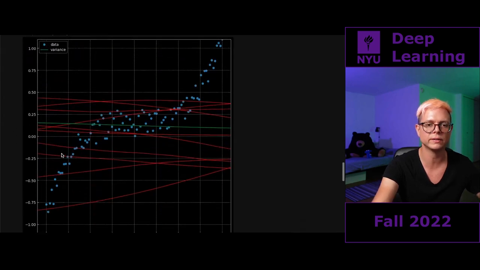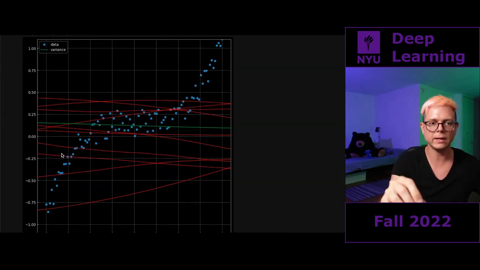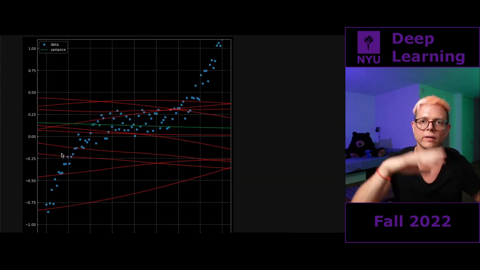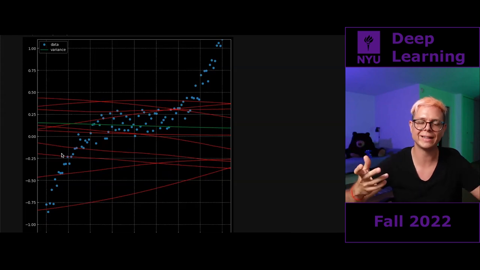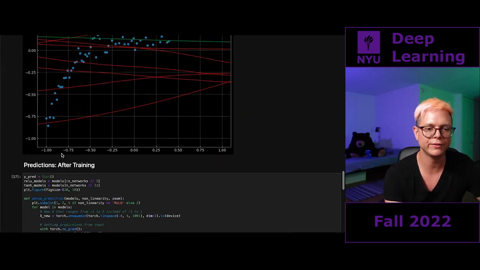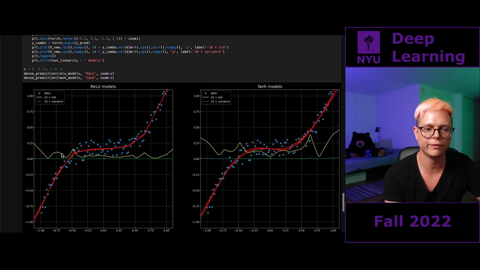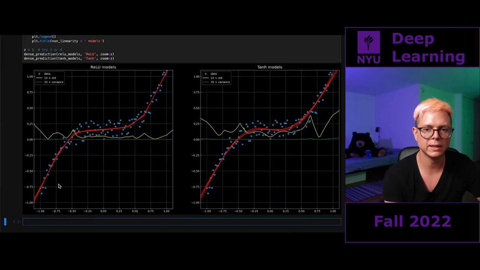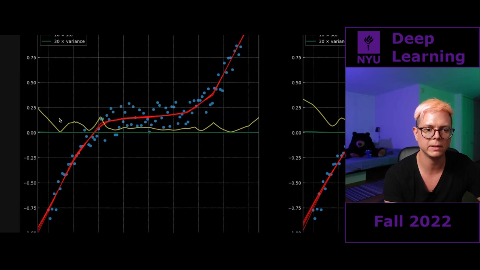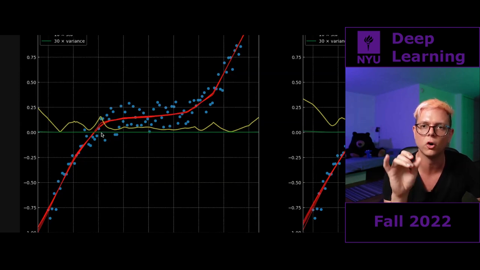This is the variance across the untrained model, right? At the beginning, the models were untrained, and therefore the predictions, when I test them, are going to be completely bad. Afterwards, when they are trained, you're going to get the following. In this case, you have the ReLU network on the left-hand side. As you can tell, it's a piecewise linear approximation of your data. And then you have the variance here, I show you 30 times the variance is stuck to zero throughout the whole domain, right? So over the training region, the variance is zero.